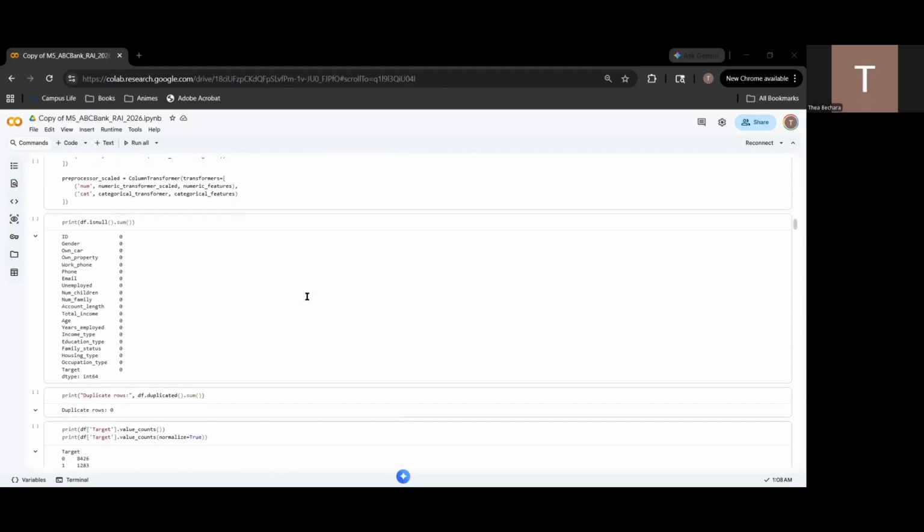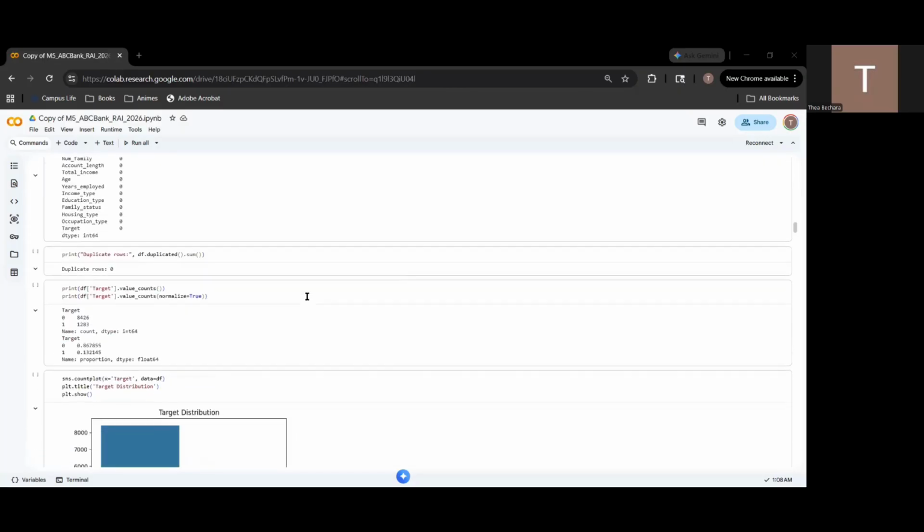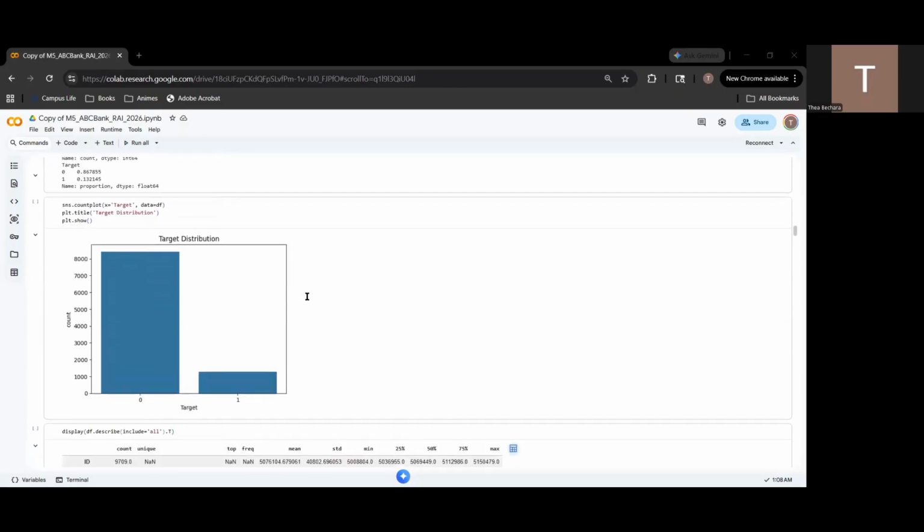So we proceeded. One important observation is that the dataset is highly imbalanced, as can be seen in the histogram. Out of the 9,709 applications, 8,426 were rejected and 1,283 were approved. This means only about 13% of applications were approved. This imbalance can bias models towards predicting rejection, so we addressed it during model training using SMOTE oversampling.